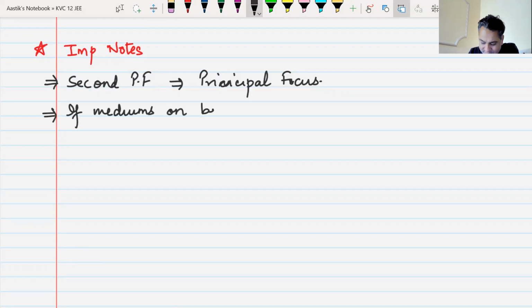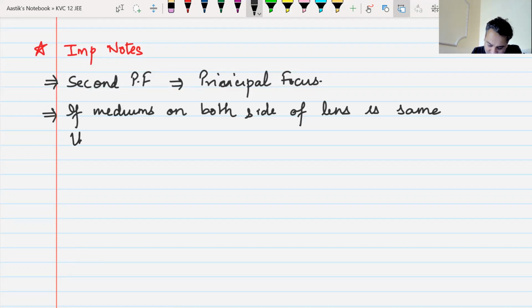Point number 2: if the medium on both sides of the lens is the same, then, there is a term known as the focal length of the lens, the first focal length will be equal to the second focal length in magnitude.